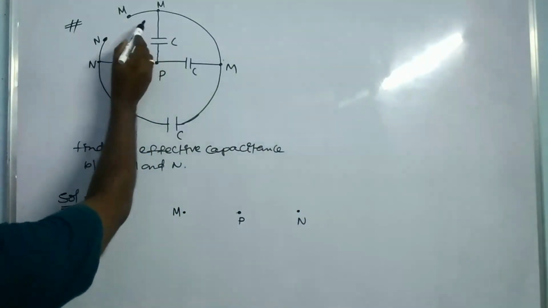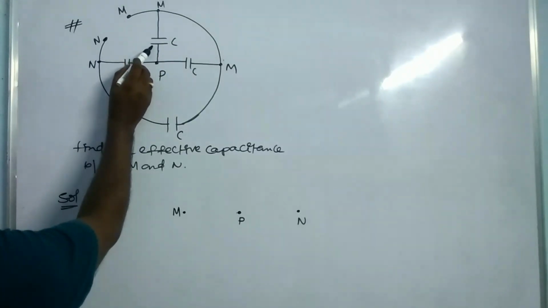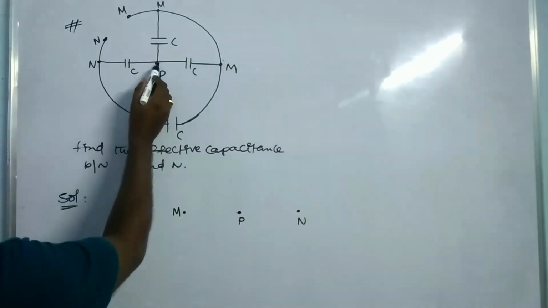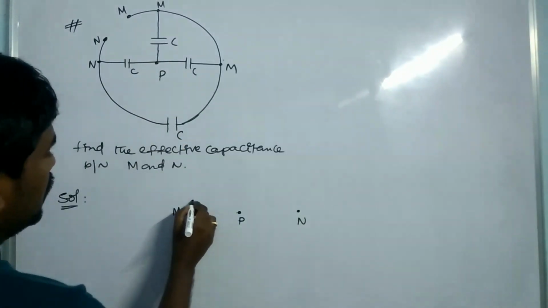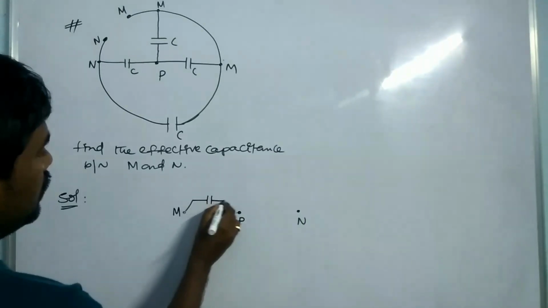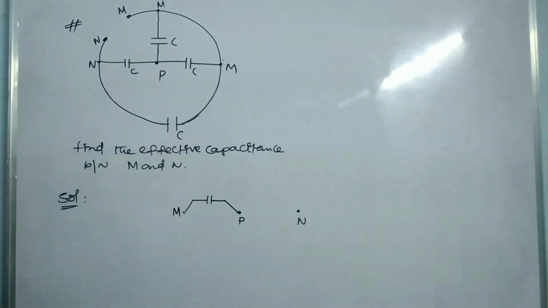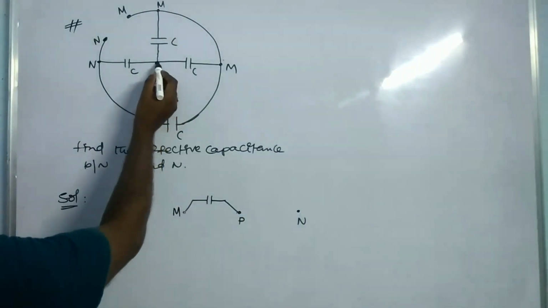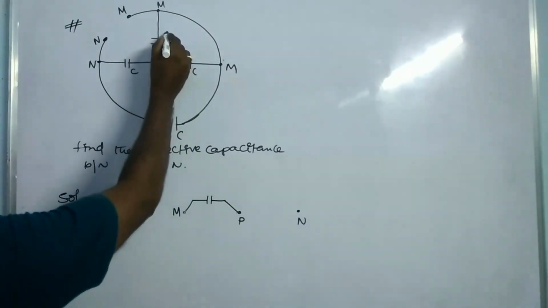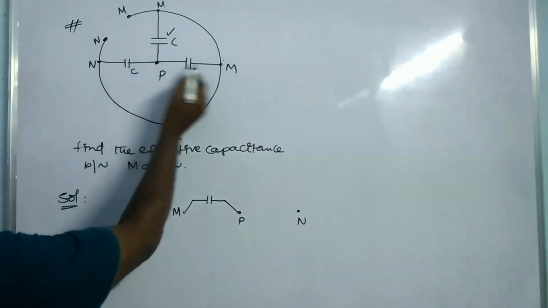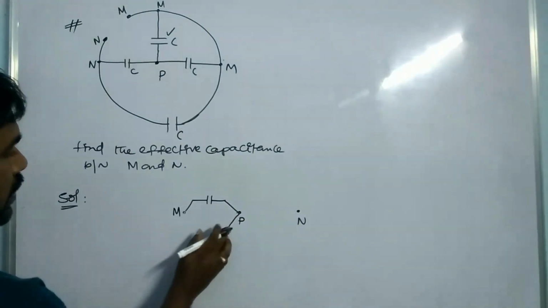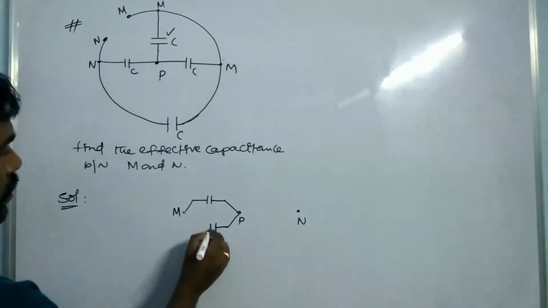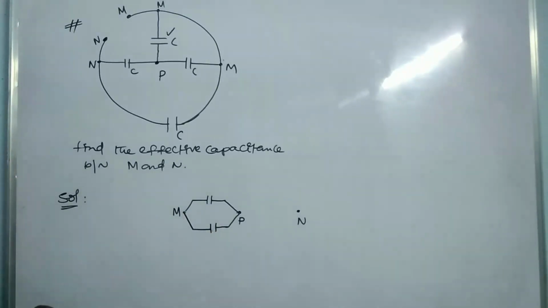So let's see the diagram. In the circuit, from M to P there is a capacitor. Let it be, write the capacitor here, M to P. And one more capacitor is there, this capacitor, this is completed. And one more capacitor P to M. So P to M is also one capacitor here. Right? So this capacitor is also completed.